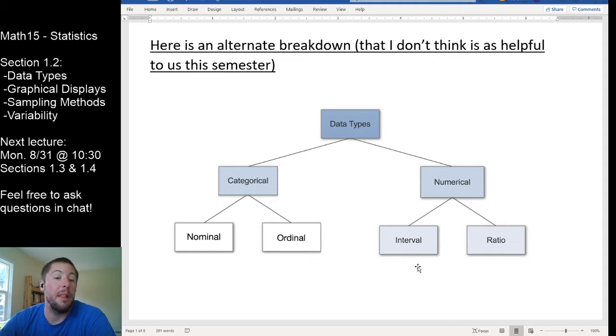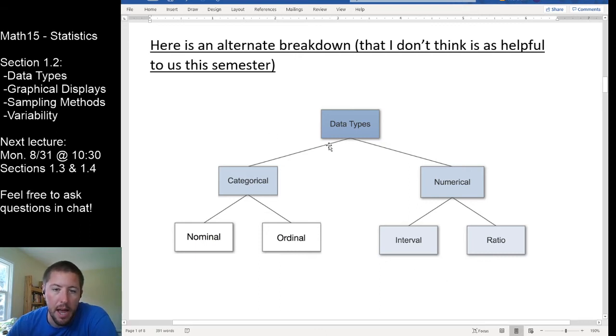So I'm glad that I saw this chart in here, and I'm glad that it made me remember that I saw the interval ratio stuff out there in 1.3. And I'm just going to say, again, I'm more interested in continuous and discrete as our understood breakdowns of numerical rather than interval and ratio. I just think it's going to be more helpful to us for our purposes this semester here.